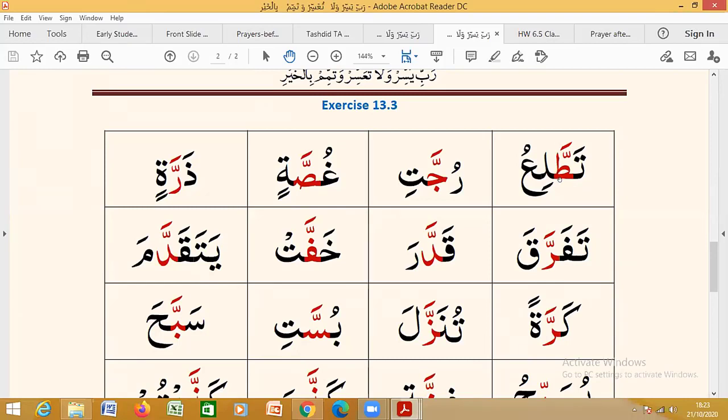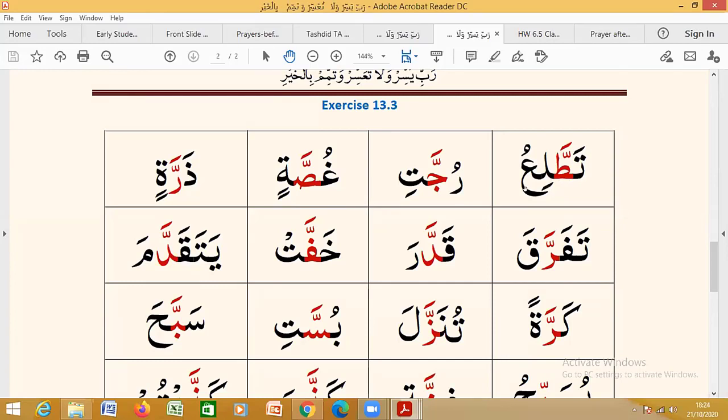Well done. So remembering that this ta is a thick and heavy sound, so we have to round our mouth when we're saying it. Ta. Well done. Li'u. Okay. Tatali'u. Well done.